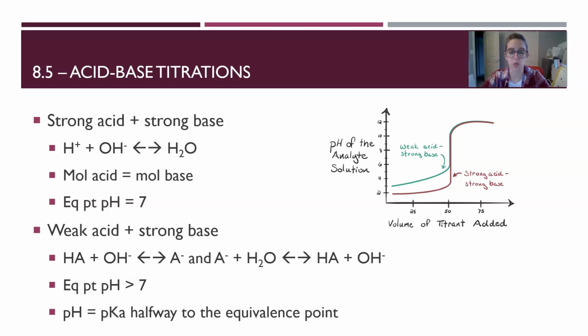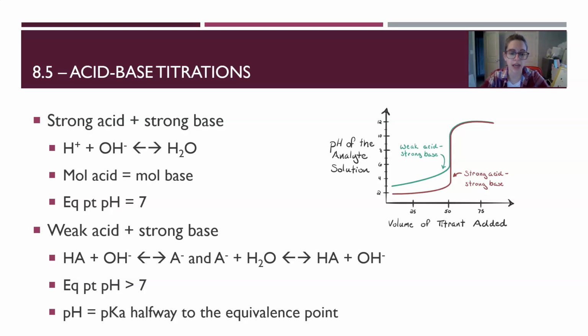When we're reacting a weak acid and a strong base, so this is where we'd have a weak acid in our Erlenmeyer flask and a strong base in our burette, your pH is still going to be less than 7 to start with. So if we look at our pH curve or our titration curve, your weak acid is still going to have a low pH. It could be as low as your strong acid, but may not necessarily be so.